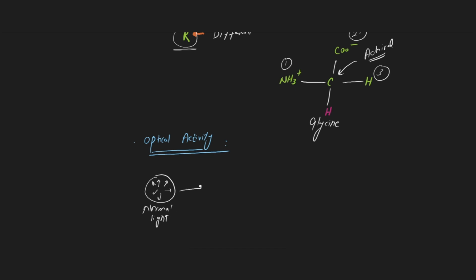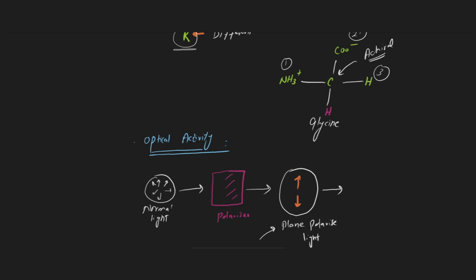Okay, and when you pass this normal light through any sort of polarizer, the polarizer has the ability to convert this normal light into plane polarized light. Now, you can just directly start from the plane polarized light, but I have just explained how normal light could be converted into plane polarized light just to make you understand.